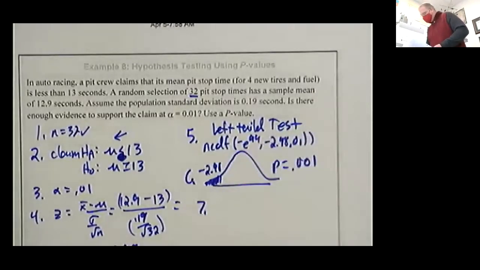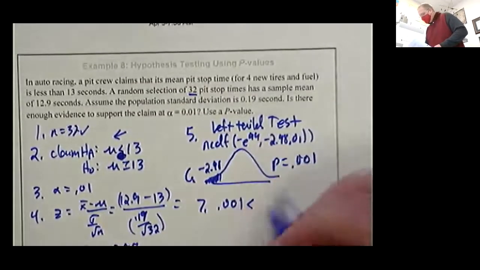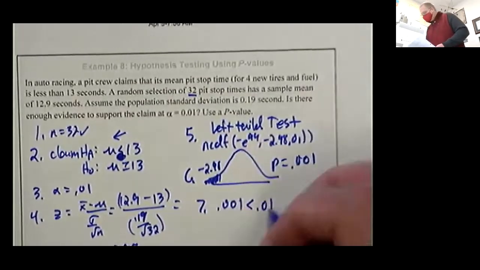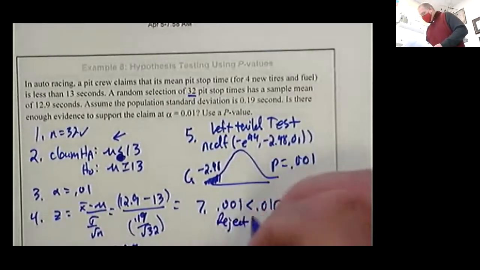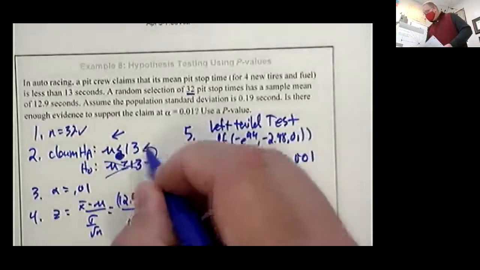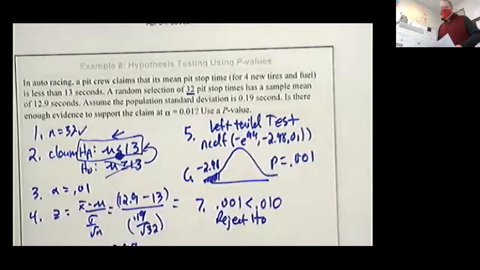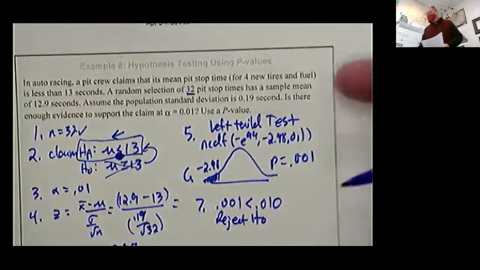Number 7, then we want to check it. So is 0.001, our p-value, less than alpha, or 0.01? And it sure is, because we're comparing 1 to a 10 if we add zeros to make the same place values. Therefore, we're going to reject the null hypothesis. Now is where we actually can go back and see if that's good or not. So we're rejecting the null hypothesis in favor of the alternative hypothesis. And so that's good for us because that matches the claim that the pit crew made in the problem.